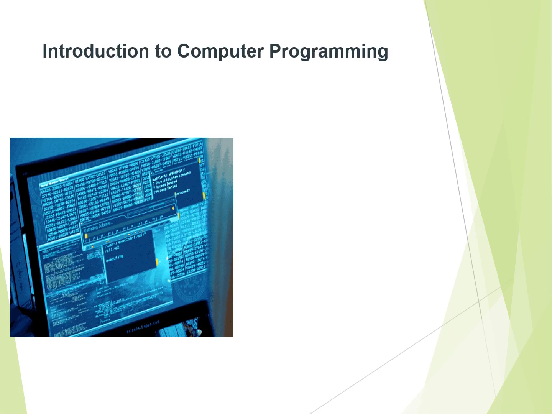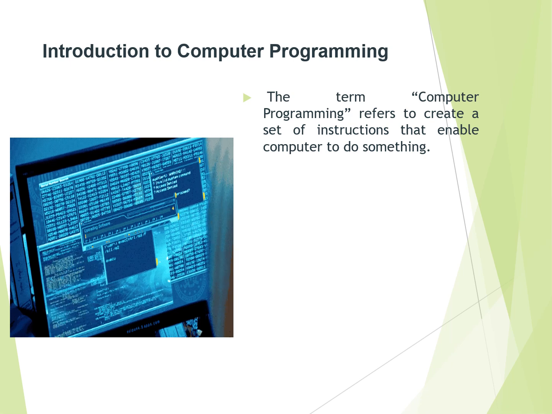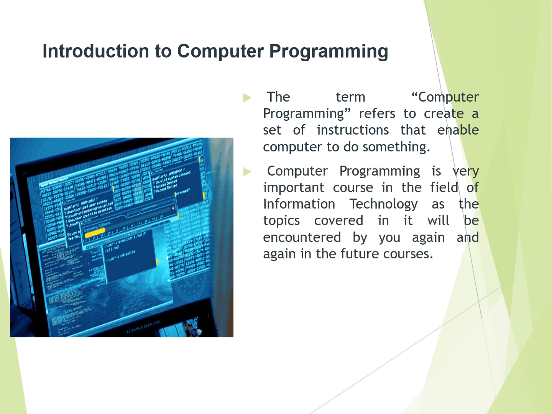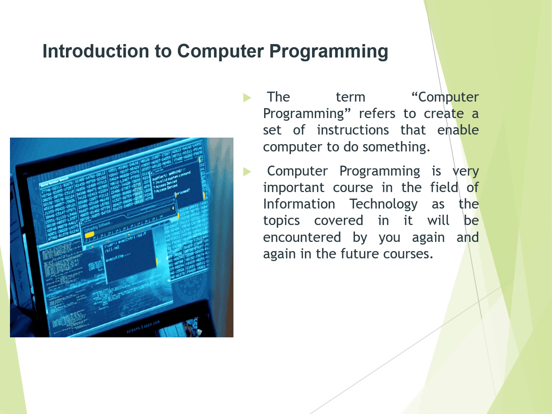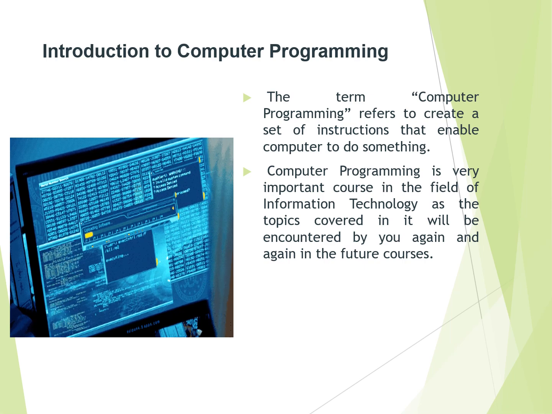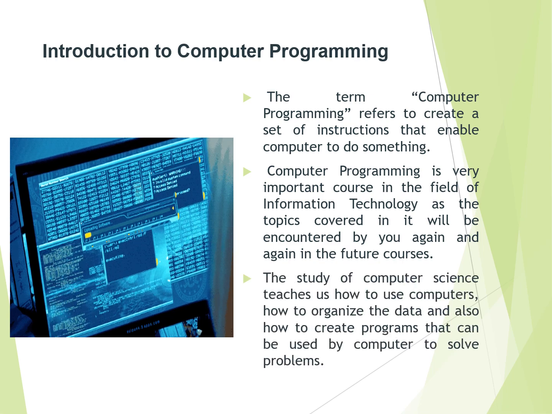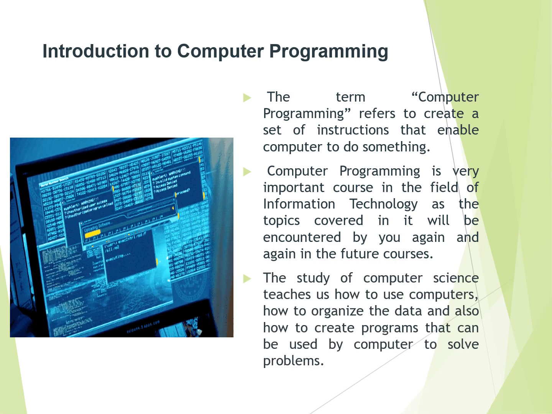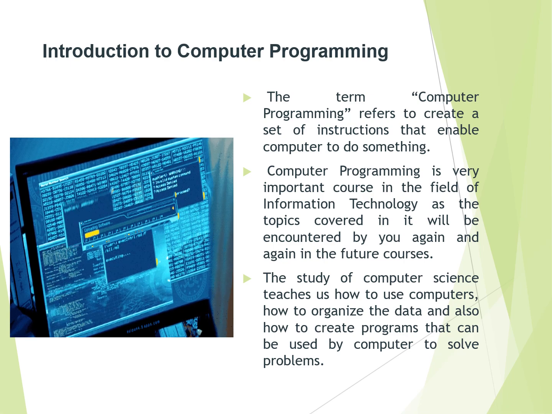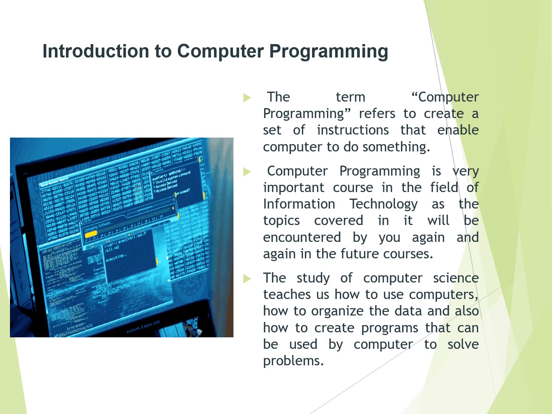We start with computer programming. The term computer programming refers to creating a set of instructions that enable a computer to do something. Computer programming is a very important course in the field of information technology, as the topics covered in it will be encountered by you again and again in future courses. The study of computer science teaches us how to use computers, how to organize data, and also how to create programs that can be used by a computer to solve problems.